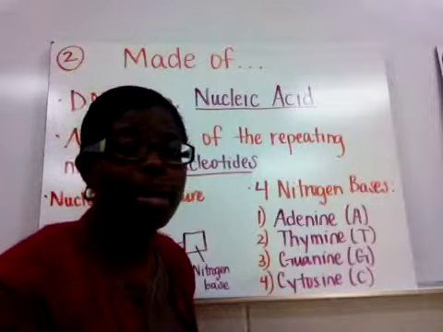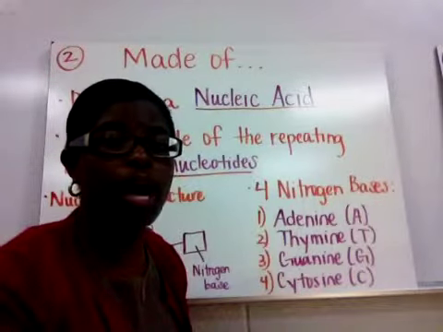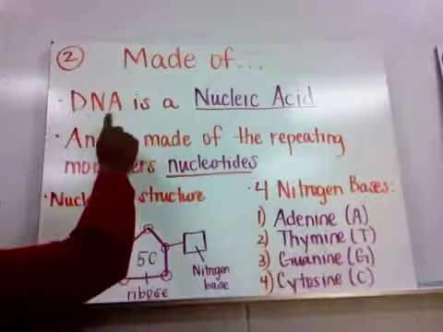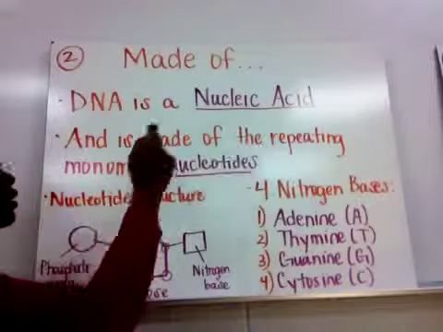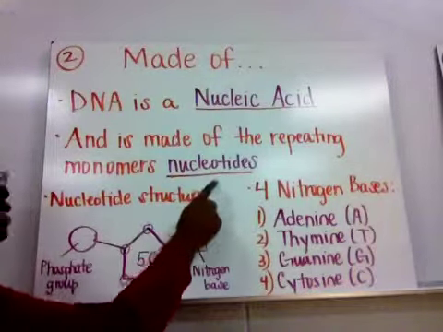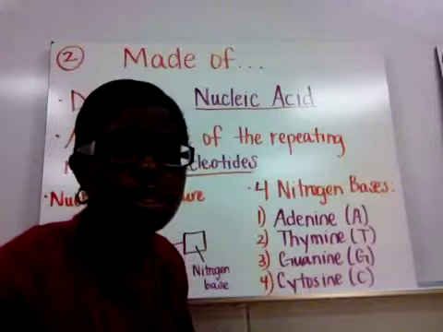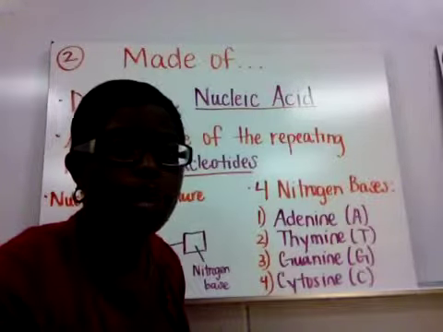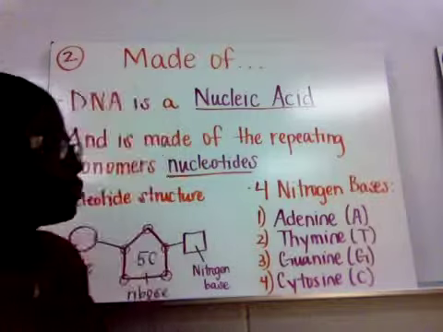So what is DNA made of? You should remember some of this from talking about organic compounds. DNA is a nucleic acid, and it's made up of the repeating monomers nucleotides. So remember, a monomer is just the building block or the subunit that helps to compose that nucleic acid.